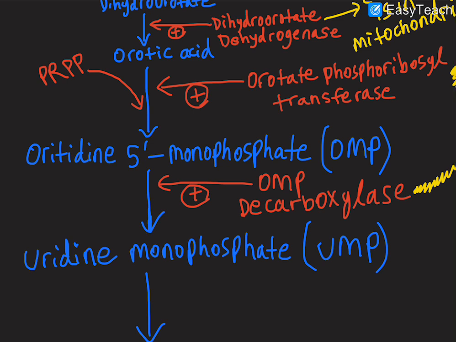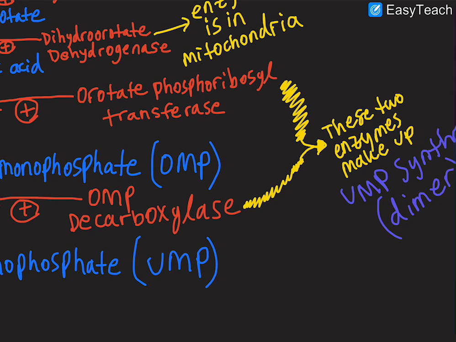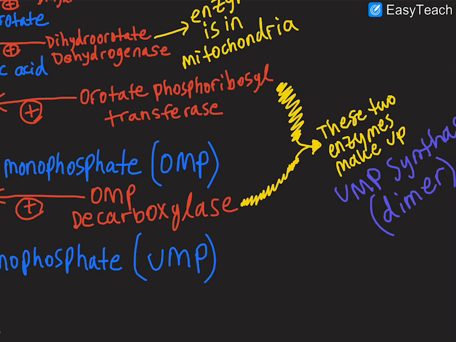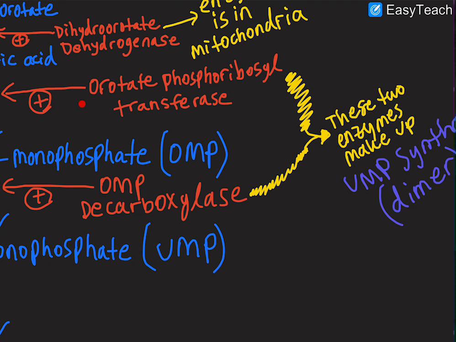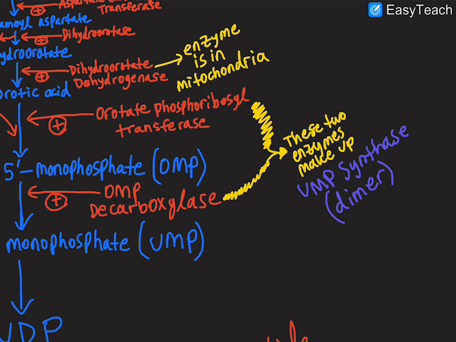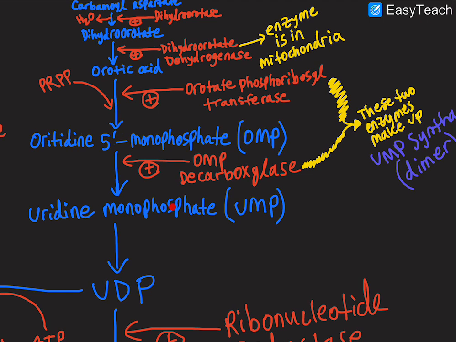A cool thing about this is that, remember, orotate phosphoribosyltransferase went from orotic acid to OMP, and this enzyme, OMP decarboxylase, helped us go from OMP to UMP. They both form a dimer protein, which is UMP synthase. So UMP synthase is made up of these two enzymes, and it helps make UMP, uridine monophosphate, which we already formed right here.